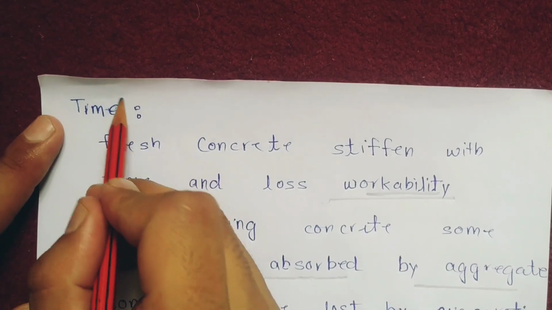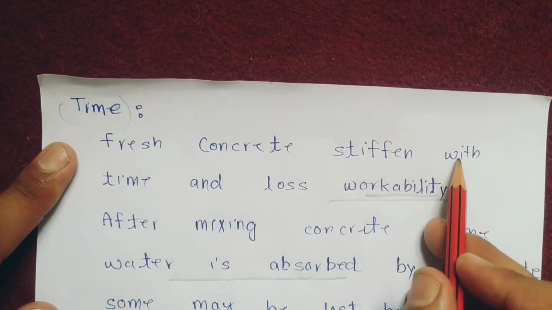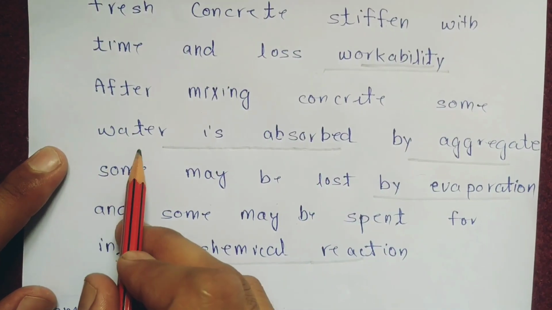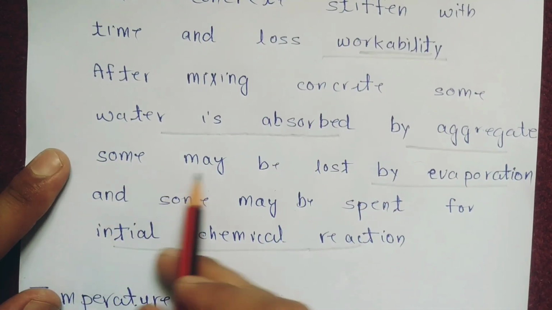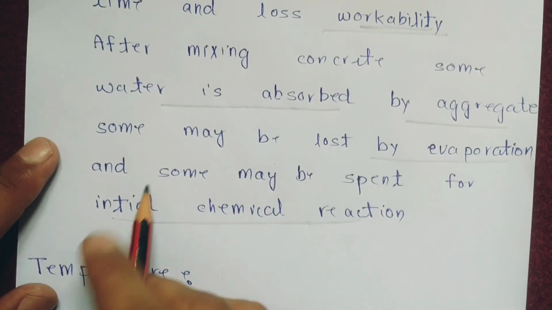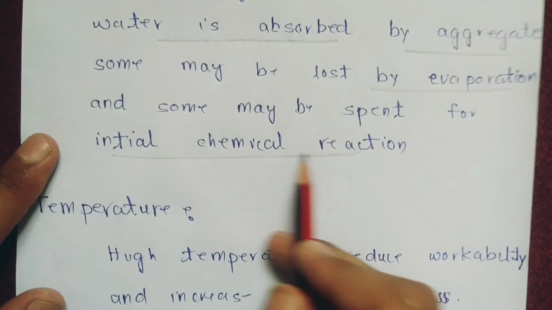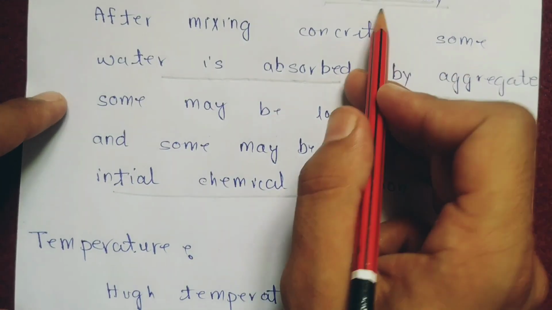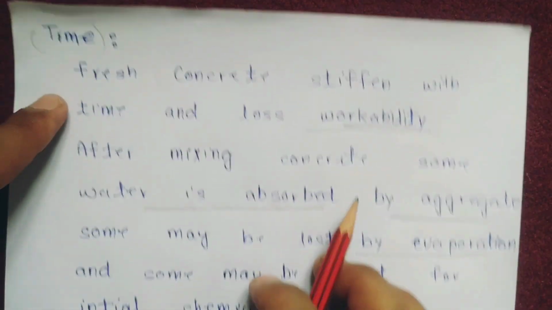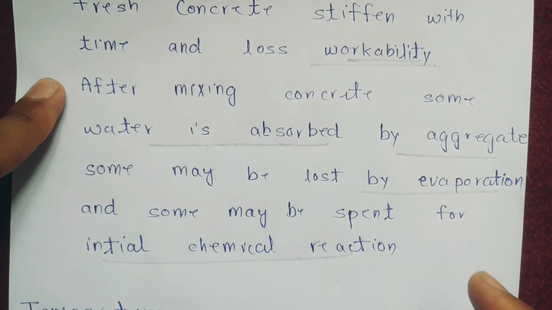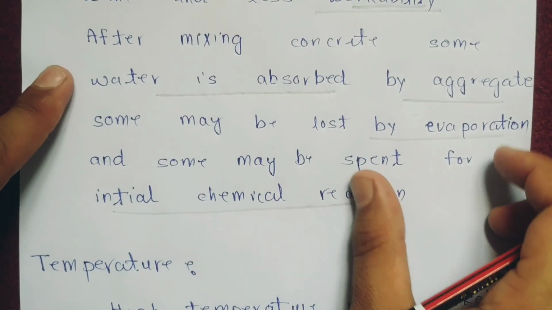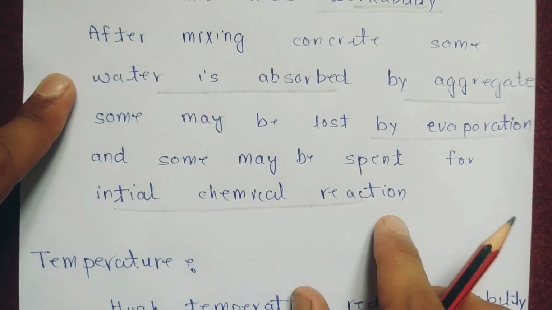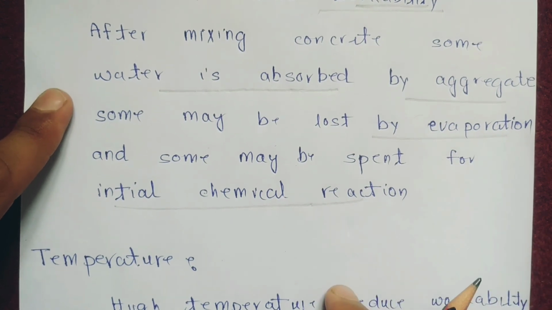Now we are coming to the time factor. Fresh concrete stiffens with time and loses workability. After mixing the concrete, some water is absorbed by the aggregate, some may be lost by evaporation, and some may be spent by the initial chemical reaction. So with time the workability of the concrete is decreasing, because some of the water will be absorbed by aggregate, some will be evaporated, and some will be used by the chemical reaction.